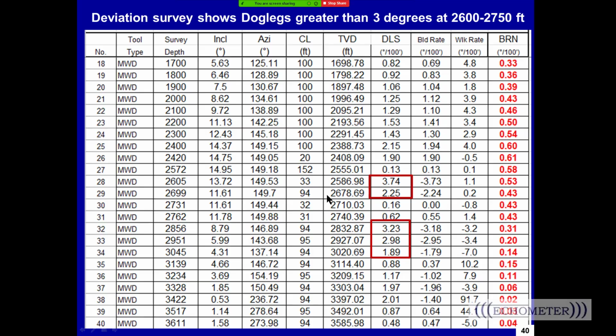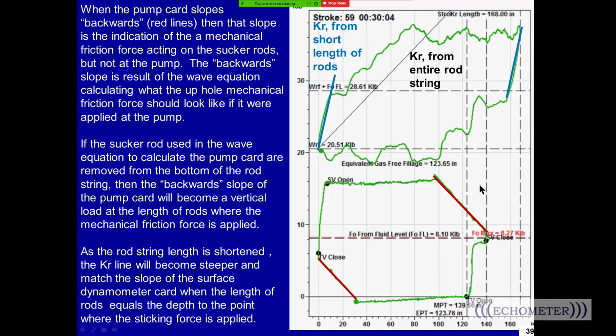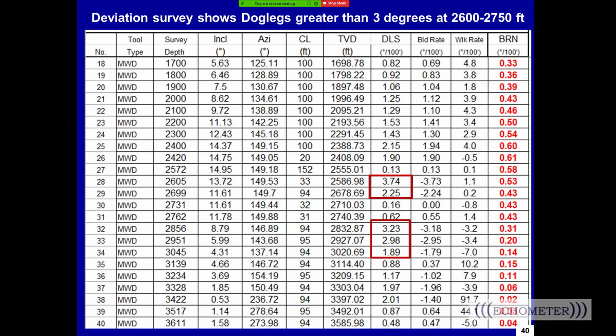So when you see a pump card that's leaning backwards like this, that's usually because the wave equation didn't know what to do with the unusual mechanical forces at the surface, and it assumes that the force is applied to the pump, at the trash can, at the pump. And so this is the forces that are calculated at the pump that would create this force here at the surface and that force at the surface. This is a wave equation doing that because it doesn't know what to do. It doesn't know where the mechanical force is being applied. The sticking force.